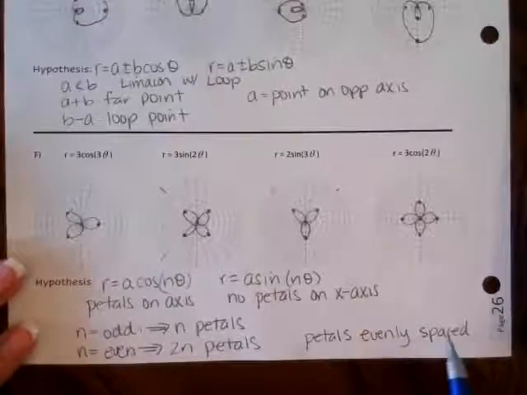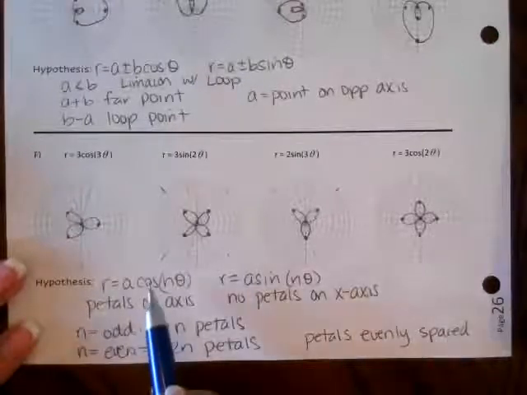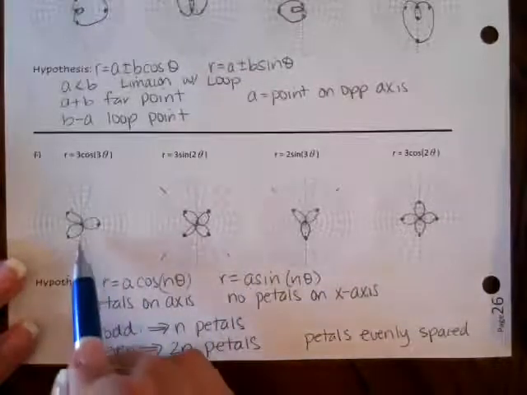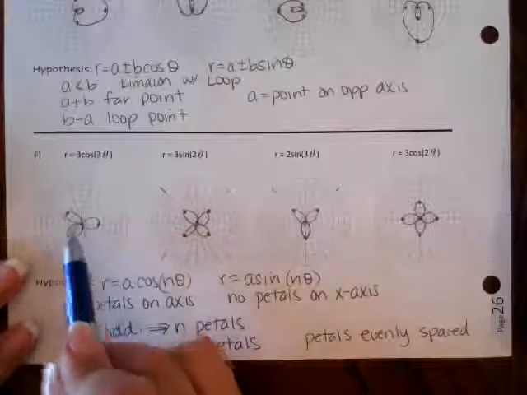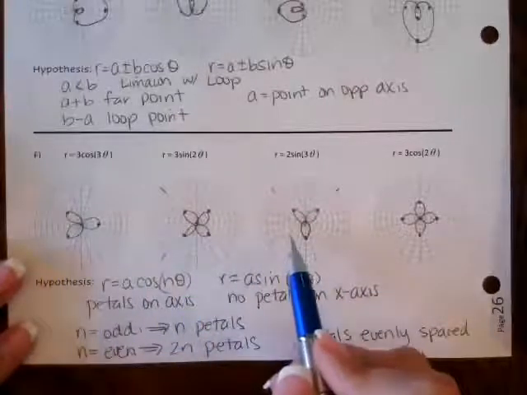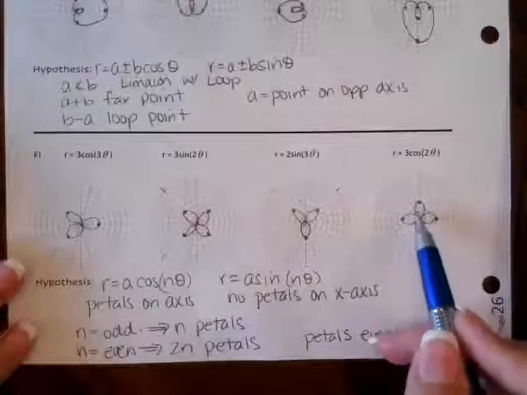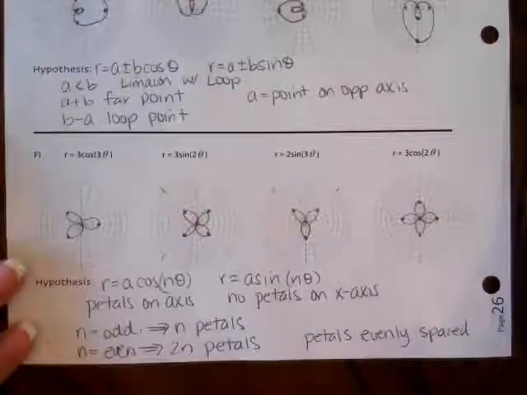The petals are evenly spaced, and under here I put the cosine ones. The petals are on the axis, the x-axis really. So right here, and then these two are split the other way. The other cosine one right here, we see that it starts right here on the x-axis, and then the other petals are evenly spaced away.